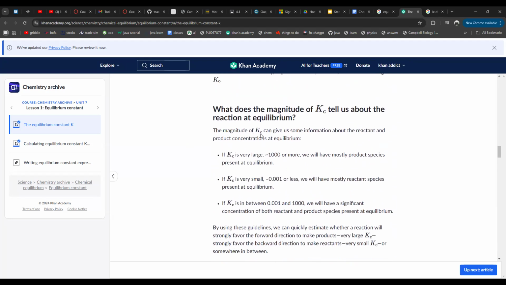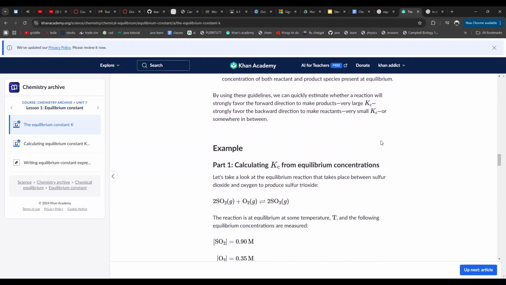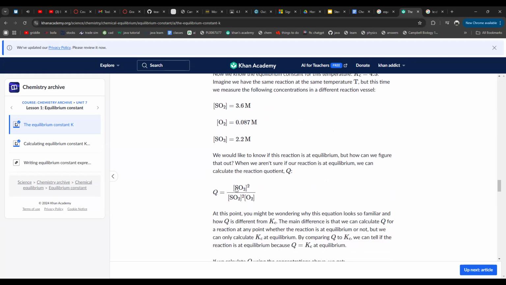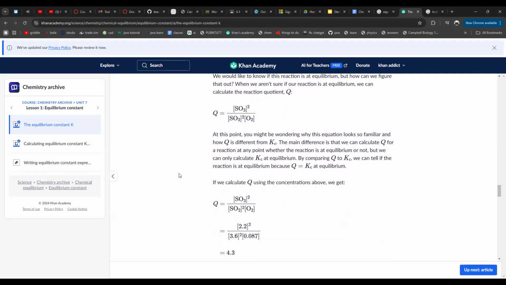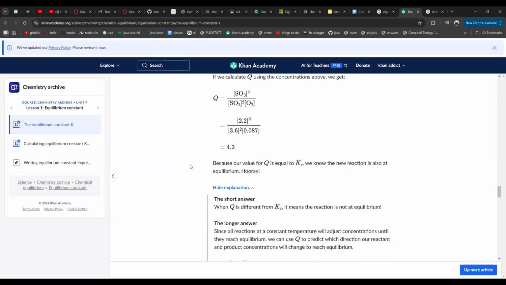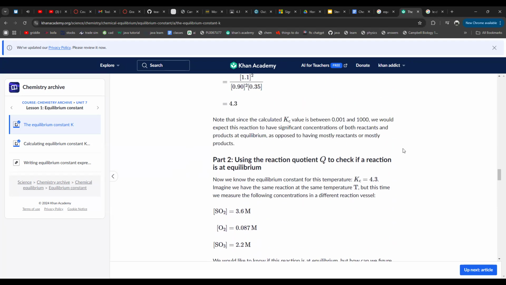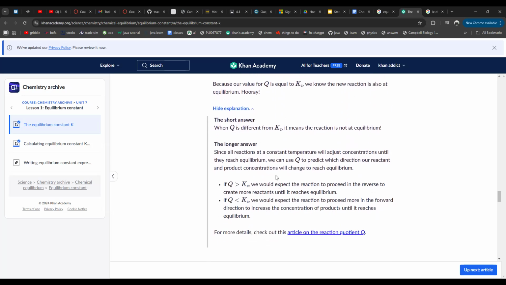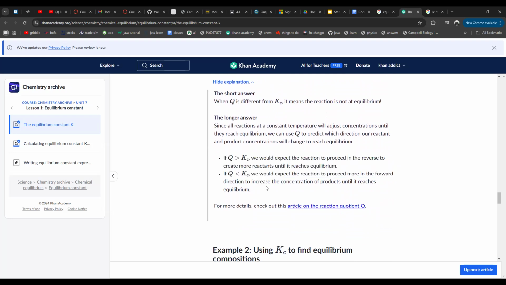So the equilibrium constant just tells you what's going to happen at equilibrium. The reaction quotient is basically the same kind of calculation: concentration to the coefficient, over the reactants. If your reaction quotient is different from your equilibrium constant, that means the equation is not at equilibrium and it's going to change. If Q is greater than the equilibrium constant, then it will try to make more reactants to balance it out and reach the equilibrium constant.